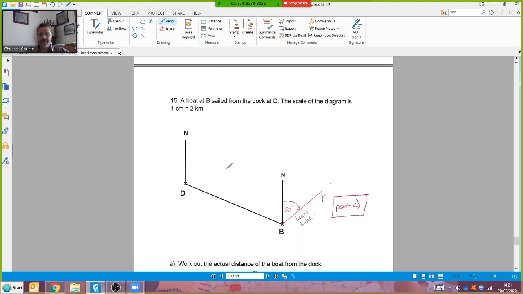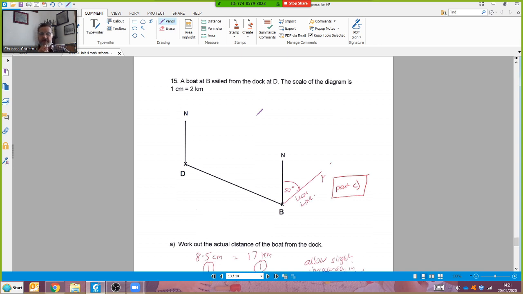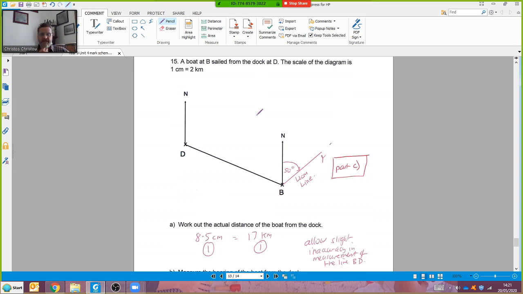Question 15. I've got a boat and I'm sailing from the dock at D. So I'm going in this direction, and it's a scale diagram, 1 centimetre to 2 kilometres. First thing, work out the actual distance of the boat from the dock. All you have to do is to measure this and times it by 2.